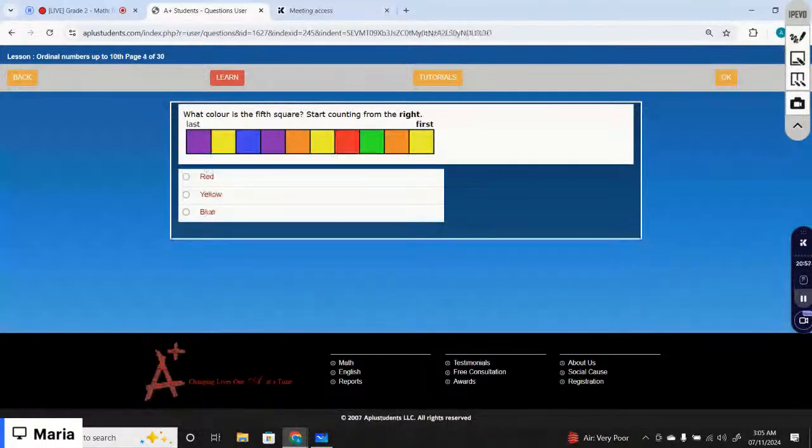What color is the fifth square, which is the option? Fifth square from the right. So start from here. One, two, three, four, five. The fifth one is yellow. The correct option is yellow. The fifth one is yellow from the right side.